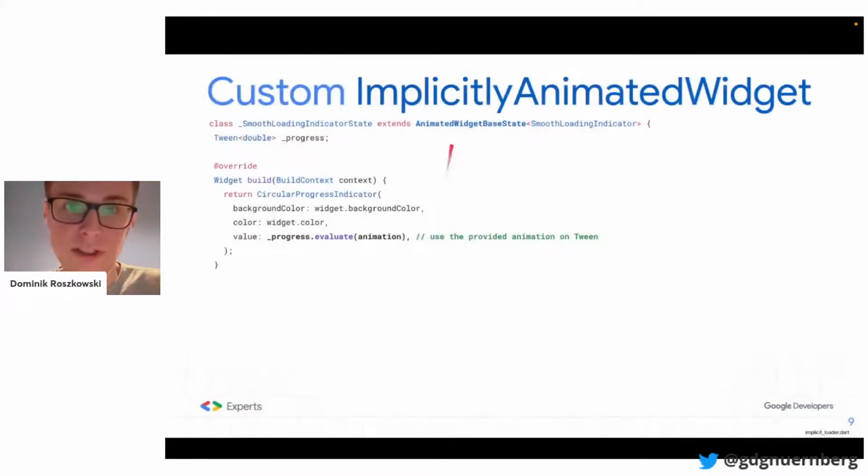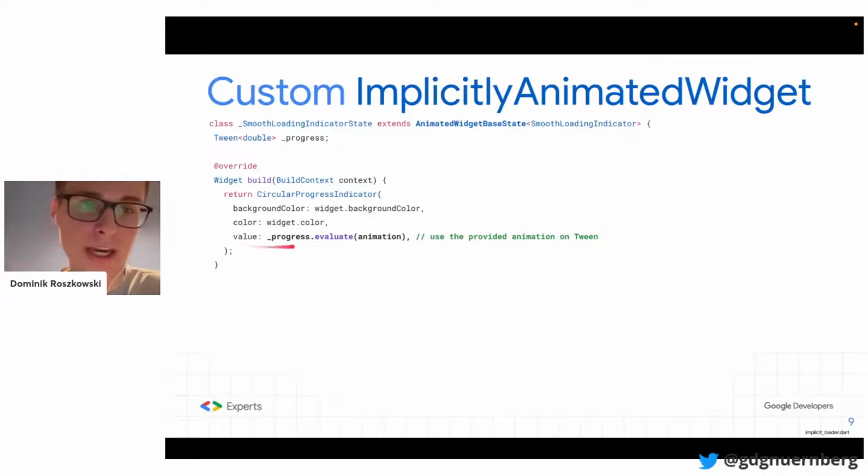The other part is the animated widget base state. So State is like a base state for a stateful widget. Pretty similar structure. Here we have our build method, and the build method in Flutter is a place where you actually tell Flutter what it needs to render. And here we have our circular progress indicator. This is a built-in widget in Flutter's material library. We have some properties, background color and color. So we just define these colors.